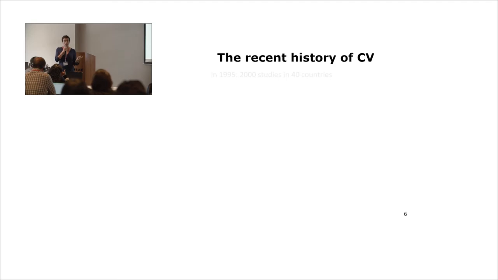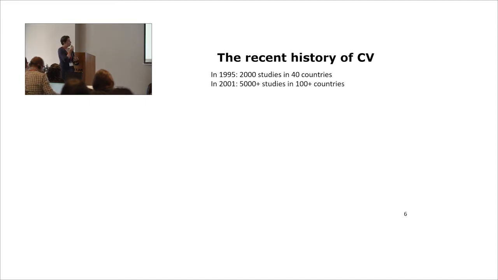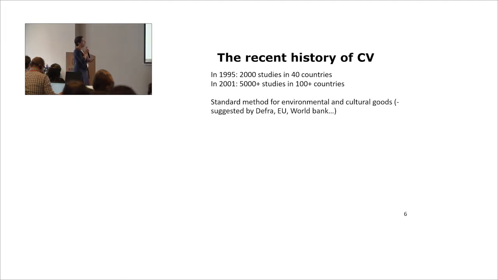So these are the 90s. Since the 90s, we already had, in 1995, 2,000 studies using contingent evaluation. In 2001, we had more than 5,000 studies using contingent evaluation, spread across more than 100 countries, and we can continue on this. It's a standard methodology in different organizations, at local and international level.